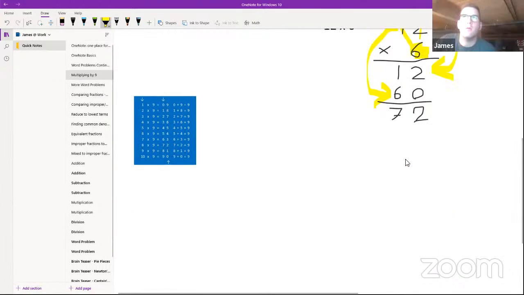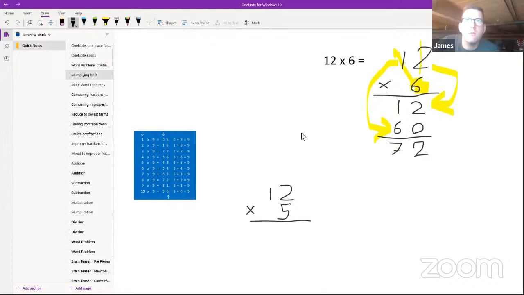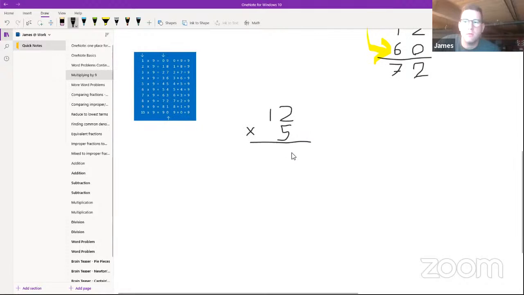Let's try it with a lower number. Let's do 12 times 5. Okay. Are you able to draw on here? Yeah. Okay. Why don't you try this one?